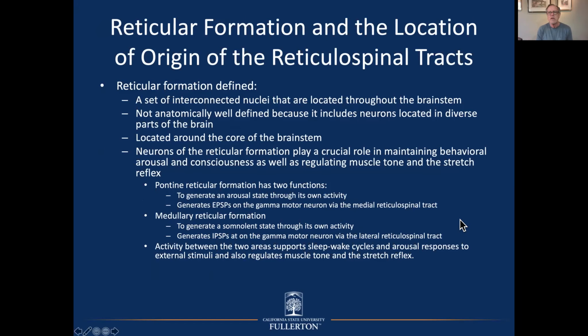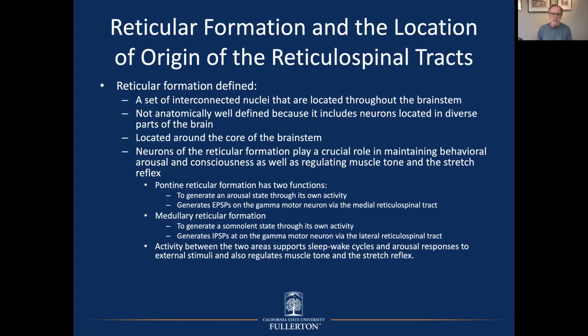And we're going to talk about the reticular formation. I mentioned we would do that. Where is it? It's actually at the core of the brainstem, and it runs pretty much the length of the brainstem. It's called the reticular formation. It's a set of interconnected nuclei that are located throughout the brainstem. They're not well defined anatomically.